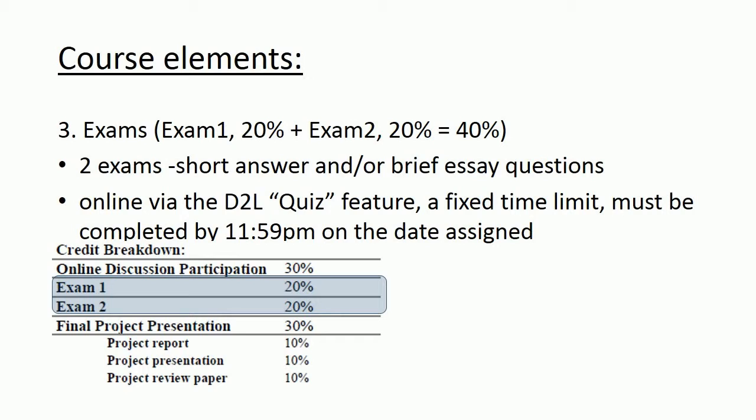The course includes 2 exams. The exams will consist of short answer and/or brief essay questions, and will be taken online via the D2L quiz feature, will have a fixed time limit, and must be completed by 11:59 p.m. on the date assigned. These test dates are fixed, and no exceptions or extensions will be granted, except as allowed in the campus policy on special consideration. Students needing special accommodations must visit the Student Accessibility Center for evaluation and provide the instructor the necessary paperwork at least 1 week in advance of the test date.